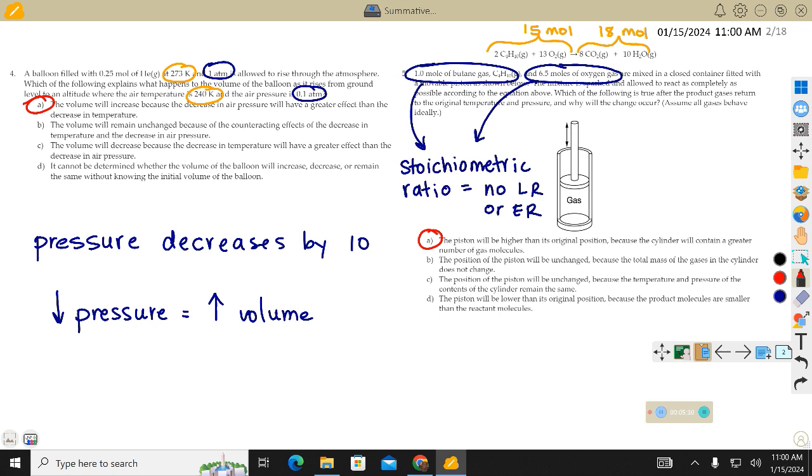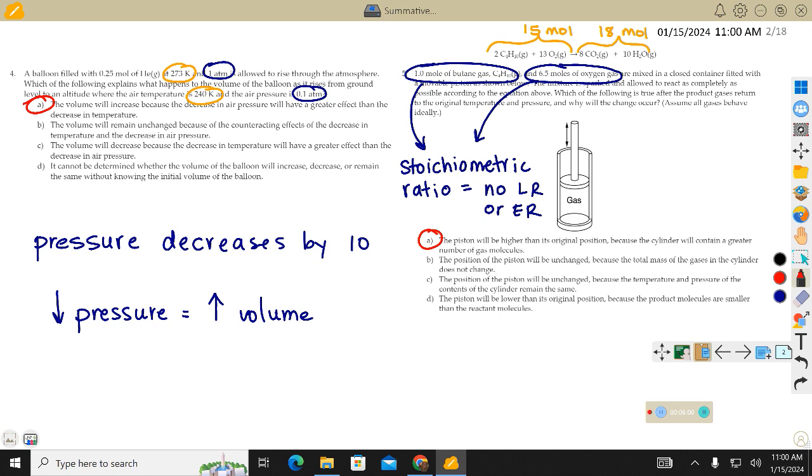Number 5, I have a mole of butane and 6.5 moles of oxygen mixed in a closed container fitted with a movable piston as shown below. The mixture is sparked and allowed to react as completely as possible according to this combustion equation. Which of the following is true after the product gas is returned to the original temperature and pressure? And why will the change occur?